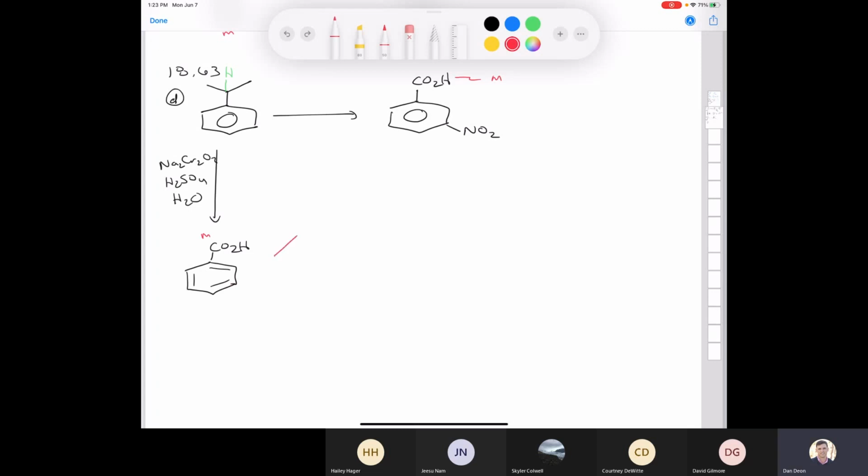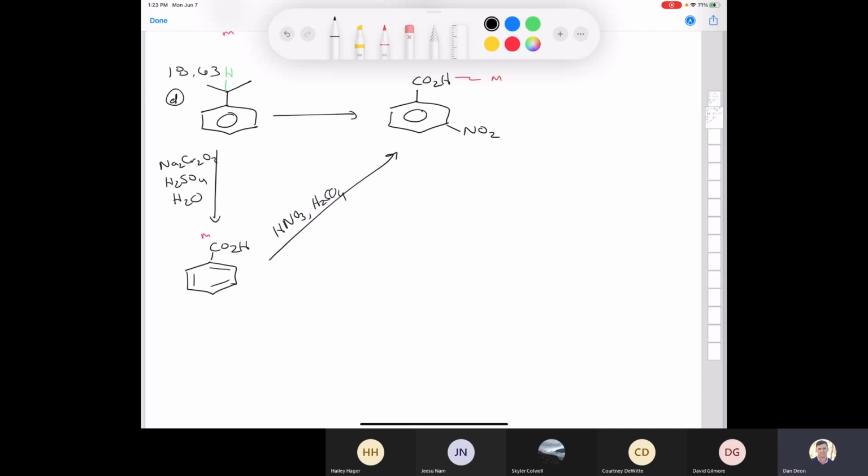So that means all we have to do is treat this with the conditions for nitration, which are nitric acid and sulfuric acid mixed together, which makes the nitronium. We have an electrophilic aromatic substitution, and there you have it. All right. Well, let's turn our attention to 18.67. I'm just trying to find it here in my notes. So 18.67. Just give me a second here.